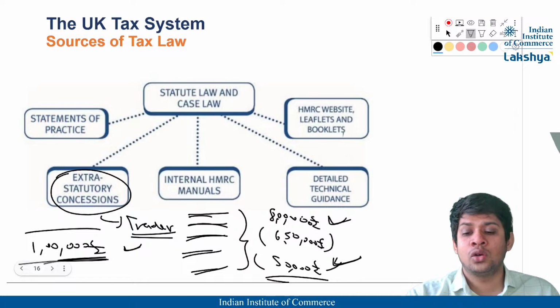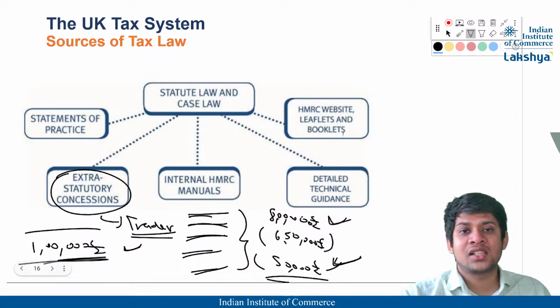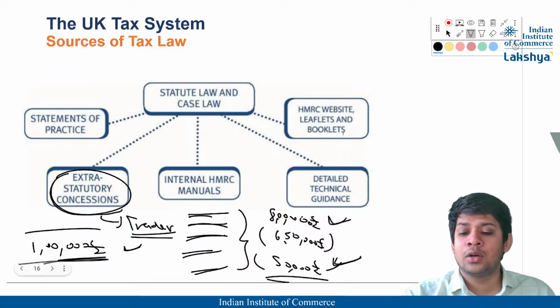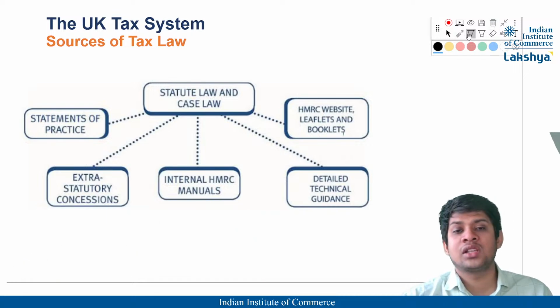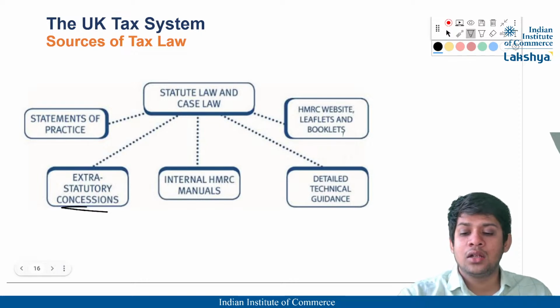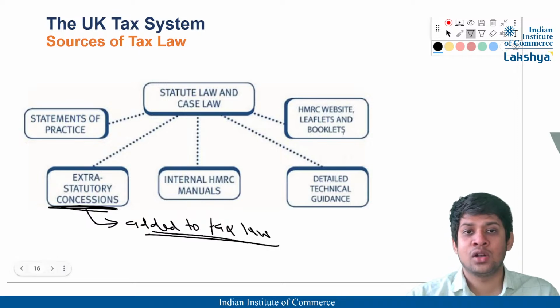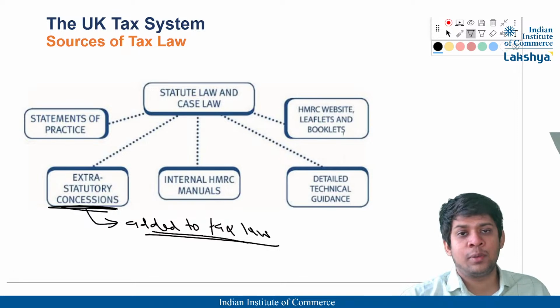So if there are tax laws which are very strict or very stringent, because of which there is a lot of tax burden on the individual, separately the government gives extra statutory concessions. Okay, they give extra statutory concessions, and those are added to the tax law, or you can say implemented into the tax law. If the government thinks the tax burden is too high and a concession should be provided, then they will directly add it to the tax law.